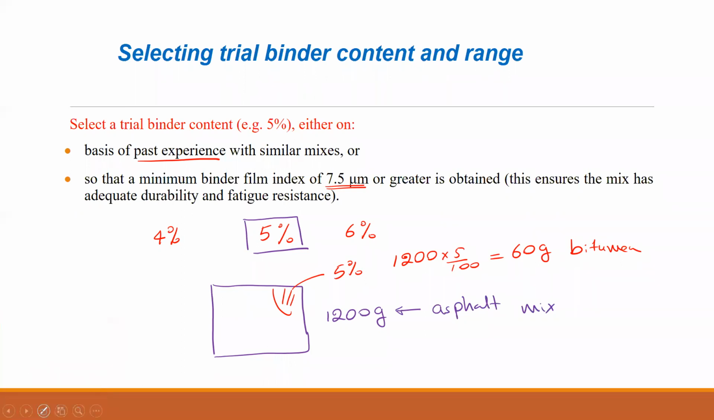So that means 1,200 times 95% is the aggregate. So that's 1,140 grams of aggregates. In the lab class, we prepare this 1,140 grams of aggregates and we'll add these 60 grams of bitumen to the aggregate and we'll mix it and use that asphalt mix for the testing.